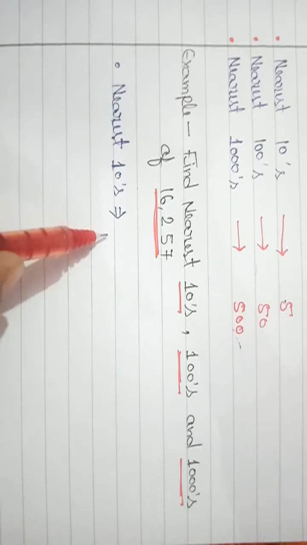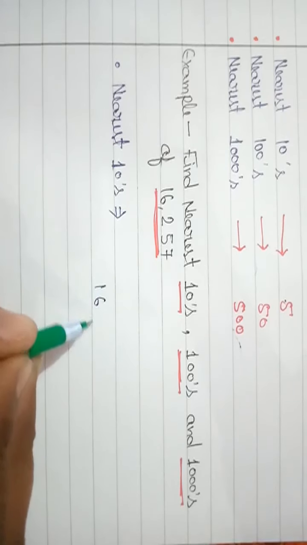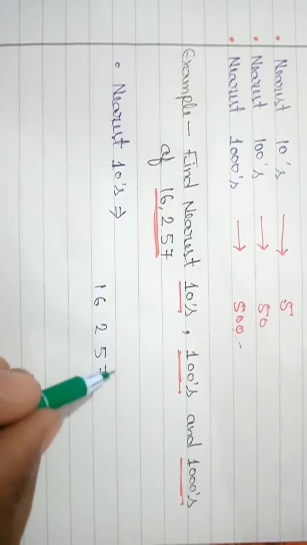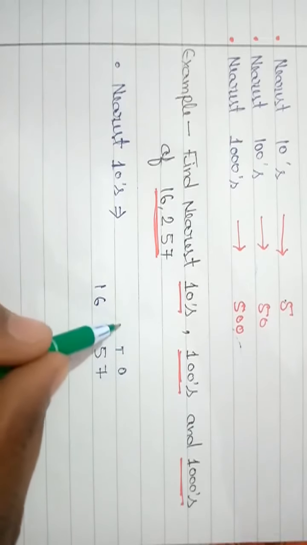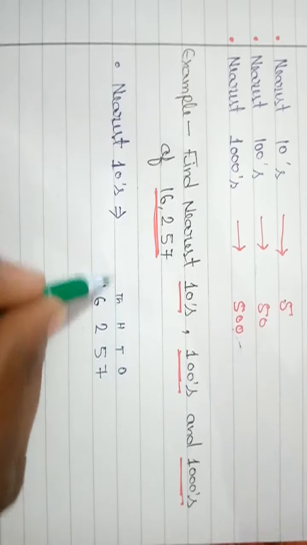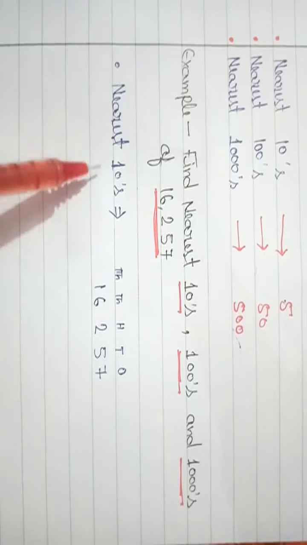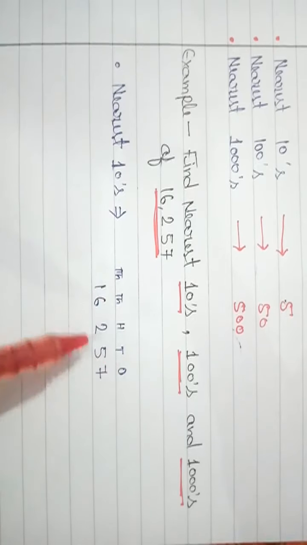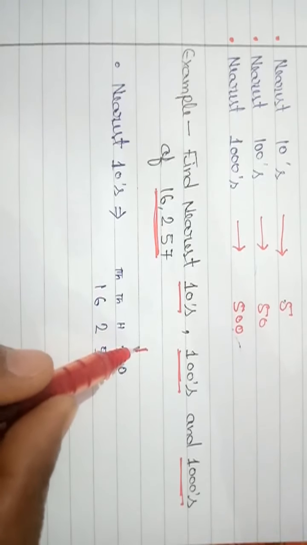So nearest 10 find करने के लिए first we will write our digit. The number is 16,257. Okay, right here the places are ones, tens, 100, 1000, 10,000. Now to find nearest 10, the first step is target your digit, because tens find कर रहे हैं तो target our tens place. tens place को target करेंगे.